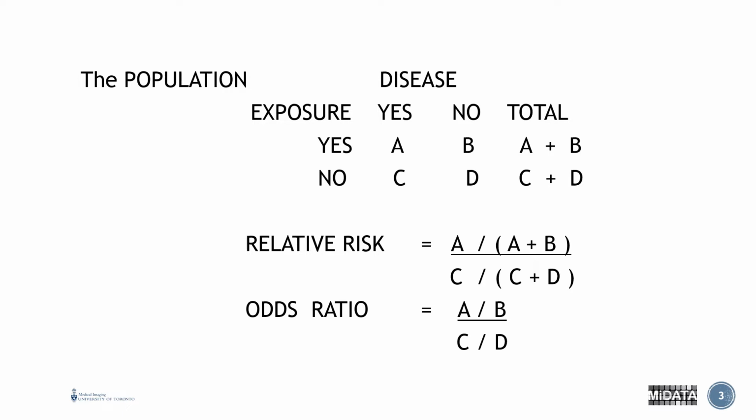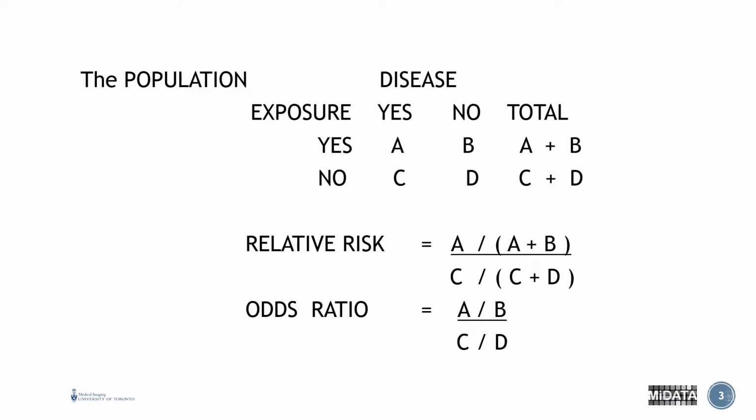In order to calculate the relative risk, it's going to be the number of subjects with disease who were exposed divided by the total number of subjects who were exposed. And this is the numerator, divided by the number of subjects with disease who were not exposed divided by the total number of subjects who were not exposed. That's your relative risk.